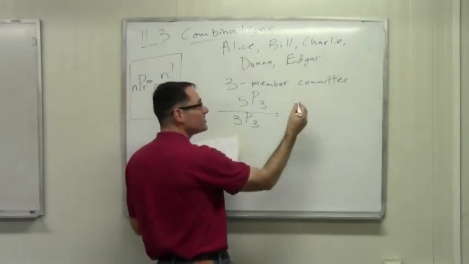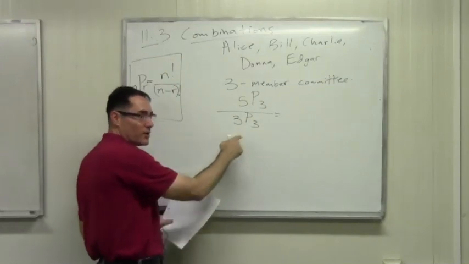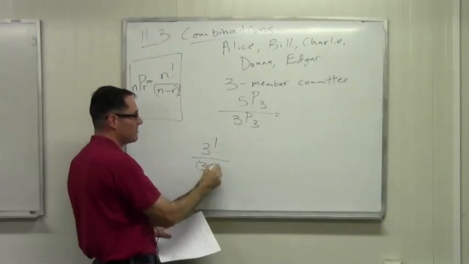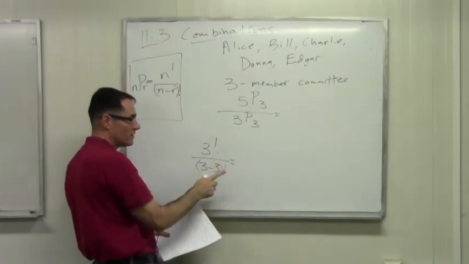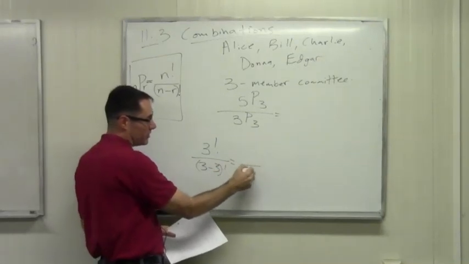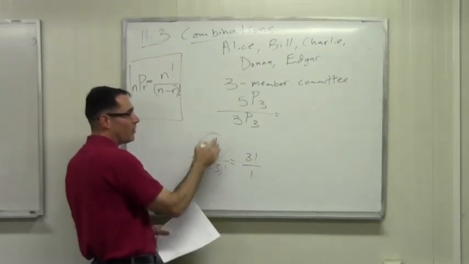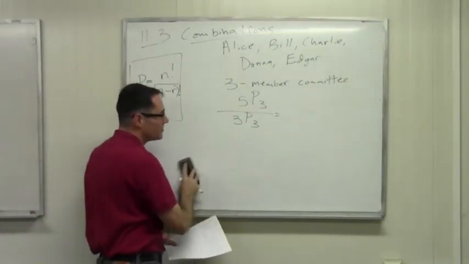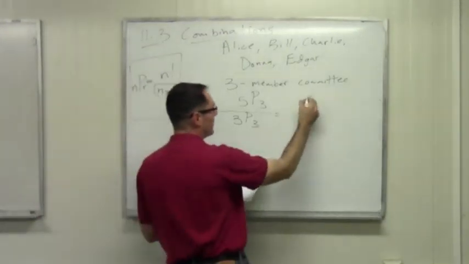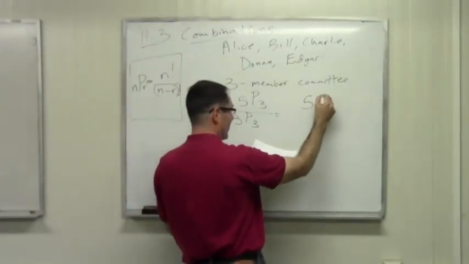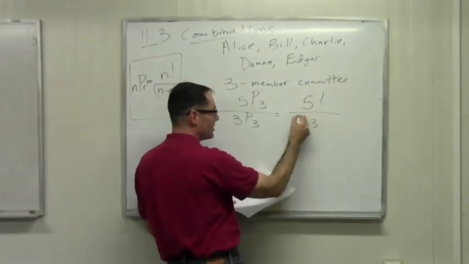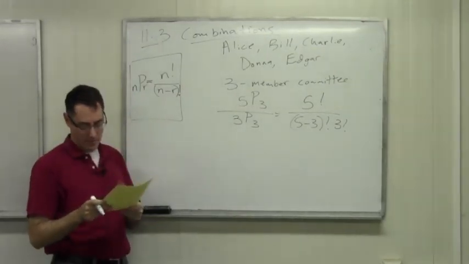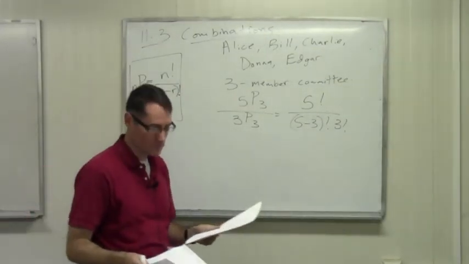The 3 permutation 3 is 3 factorial divided by 3 minus 3 factorial. This bottom is 1, so it's always going to be 3 factorial. What we're dividing by is just the factorial of that top number there. So this ends up becoming 5 factorial divided by 5 minus 3 factorial times 3 factorial. It's a lot like the repeated letters from before. Okay?